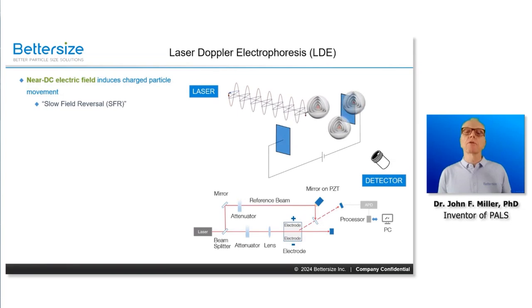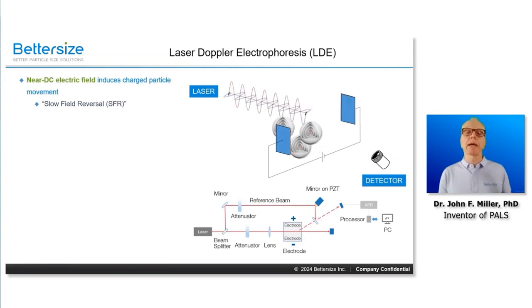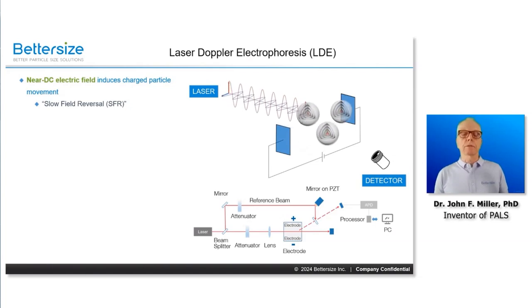Electrophoresis refers to the movement of charged particles in response to an electric field. Traditional electrophoresis uses a constant direct current, or DC, electric field, whereas laser Doppler electrophoresis applies a slowly reversing square wave electric field. Despite the square wave nature, this can essentially be considered a DC electric field. In the BeNano series of instruments, this mode is known as the slow field reversal mode.